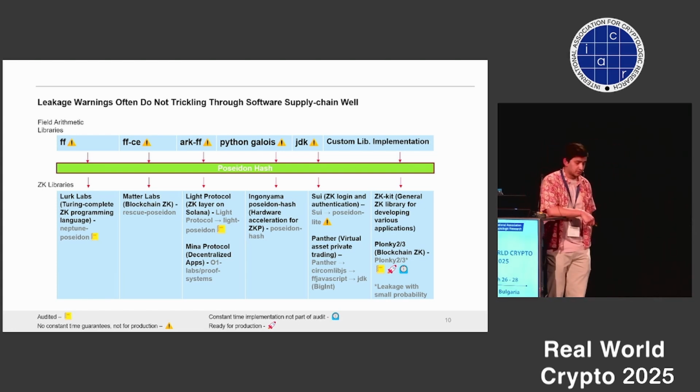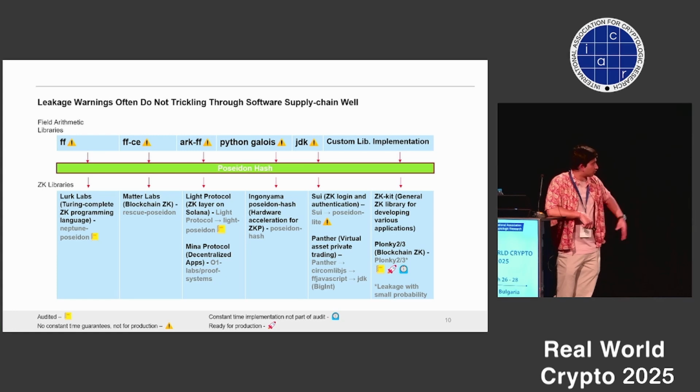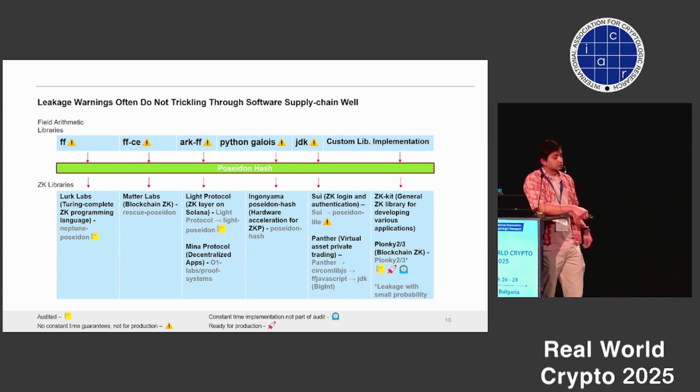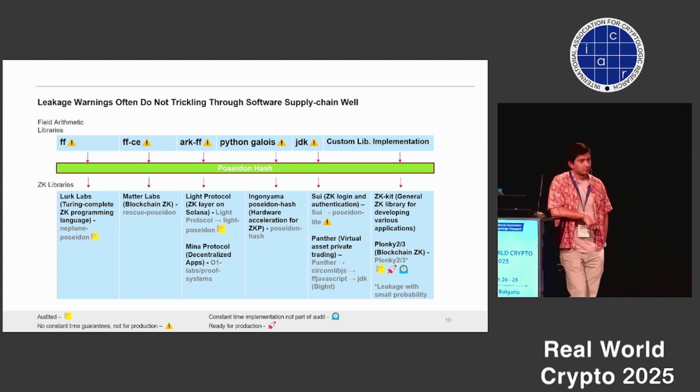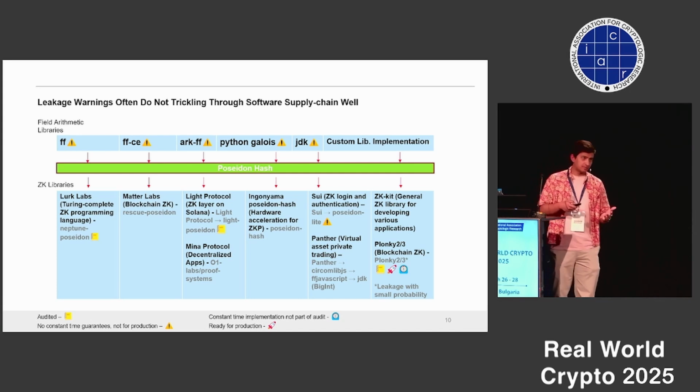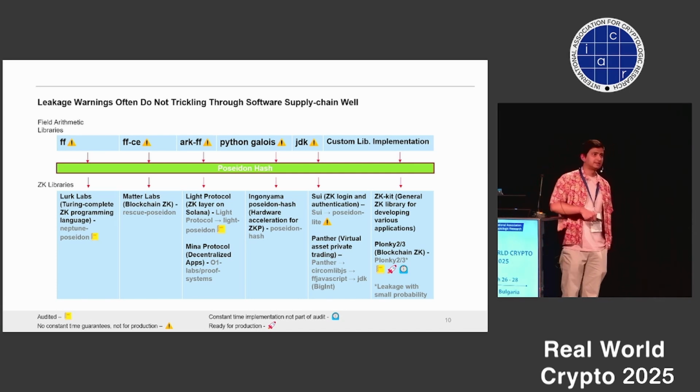Also, interestingly, during our work, Plonky actually finished its audit, and they pressed the ready for production button. To the best of our knowledge, we looked into the audit report, and we didn't find constant time implementation as part of the threat model. And also there was actually a branching, which the developers acknowledged, and we also independently verified that yes, there is a branching, but it happens with a small probability.